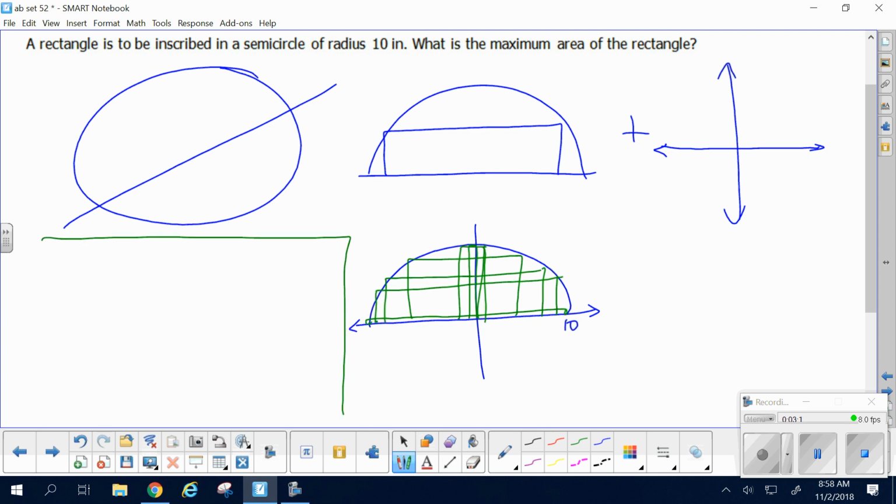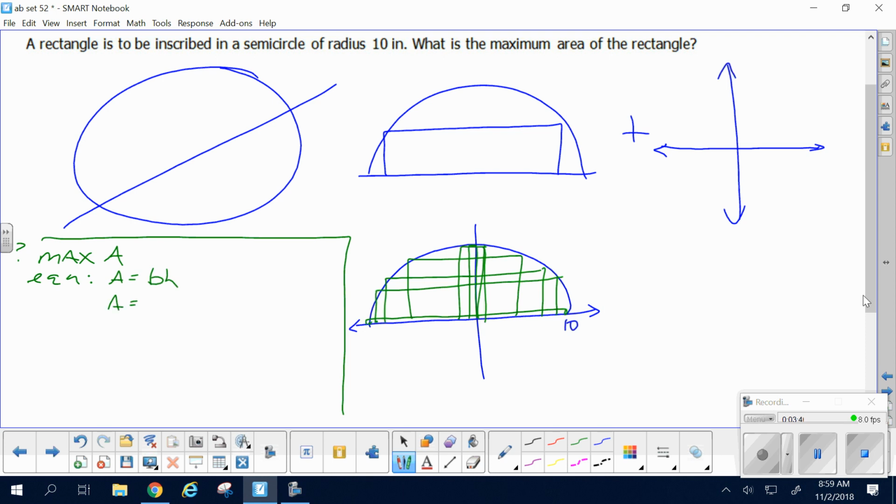Now, we talked yesterday about the first thing you should do if you're going to optimize something: identify what you're trying to optimize. You're trying to maximize what? Area, okay? Now, get an equation for that. You can't do calculus on area unless you have an equation for area. So what is an equation for the area of a rectangle? Not the circle. Let's maximize the area of the rectangle. Base times height. Perfect.